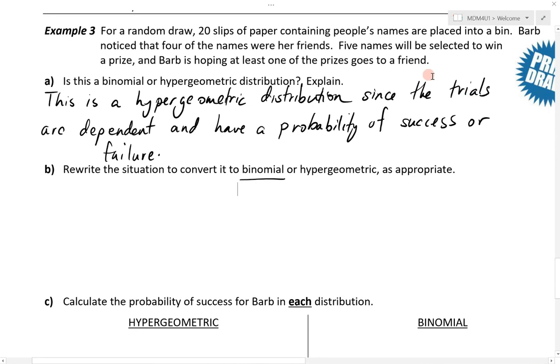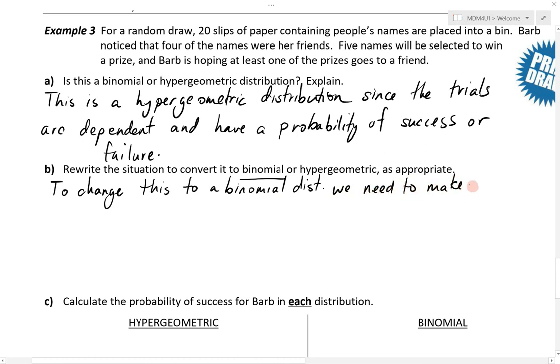Okay, so if you want to change this to a binomial, how could we do this? Well, we would need to make the trials independent instead of dependent. Okay, so let's write this down. So to change this to a binomial distribution, we need to make trials independent.